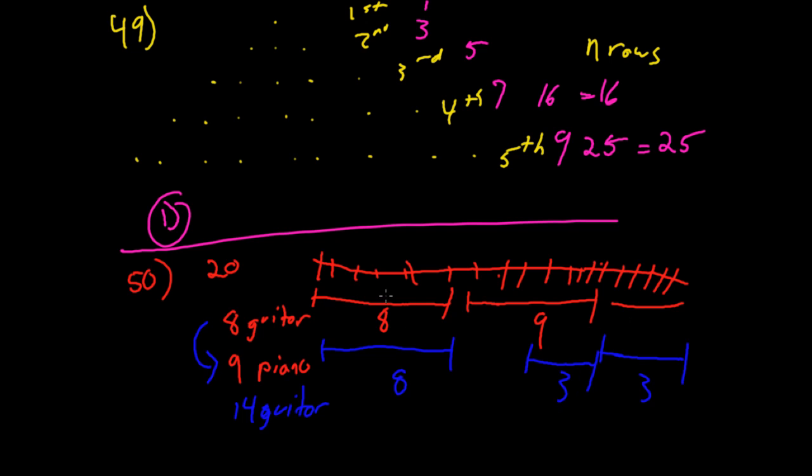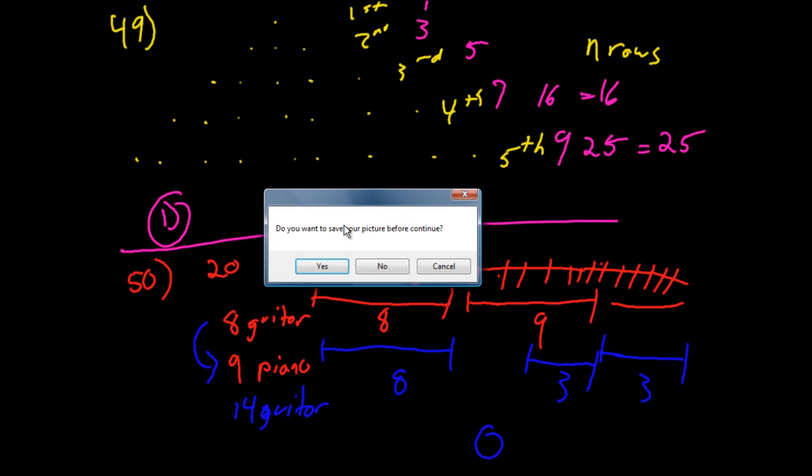But in the first situation, there's no need to overlap these bars. We can have 8 students who play guitar and 9 students who play piano. And that's the answer to 50. So since there's no necessity, the answer is 0. 0 students have to play guitar and piano. Okay, we'll go on to question 51.